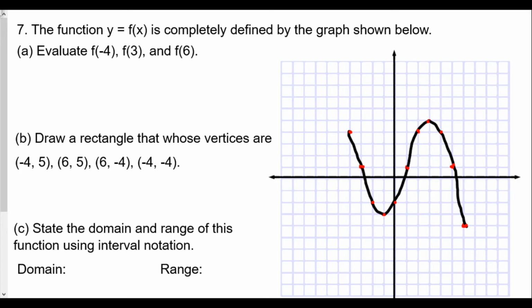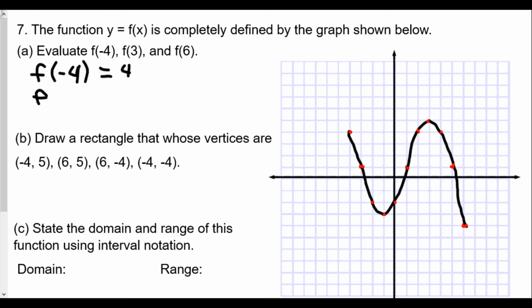So f of negative 4. That would mean we need to find the y value when x is negative 4. So 1, 2, 3, 4. X is negative 4. The y value is 1, 2, 3, positive 4. So in this case, f of negative 4 is equal to positive 4.